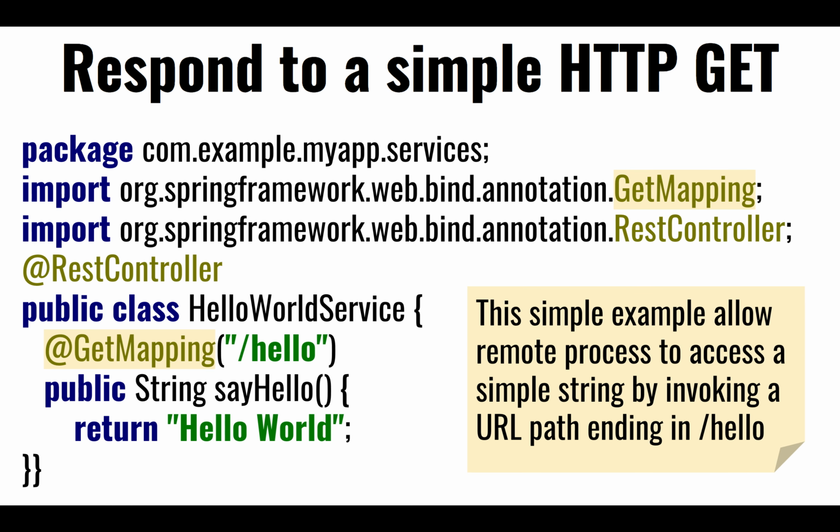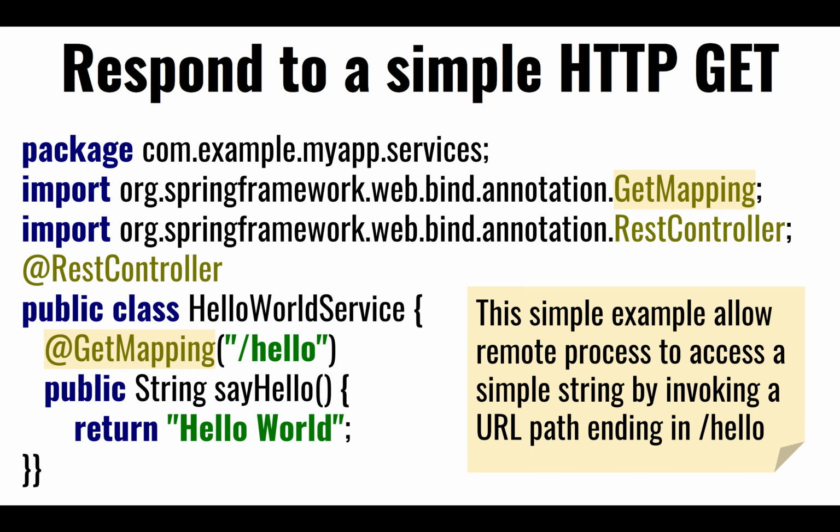So here's a simple example where we have declared our class as a REST controller, and we have declared a function here that says hello. What we're doing is that we would like to be able to, from outside of the application, invoke this function, right? So that if you have a communication between two processes, each one can perhaps invoke each other's functions and run some logic, some algorithm.